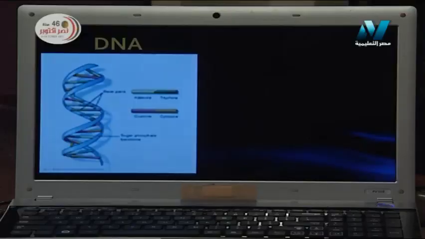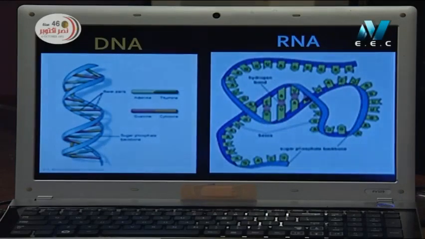DNA as you see in the diagram in front of you double strand, but RNA single strand. The single strand can be connected in some parts and free from other parts as you see. يبقى ال DNA double strand، هنا single strand.